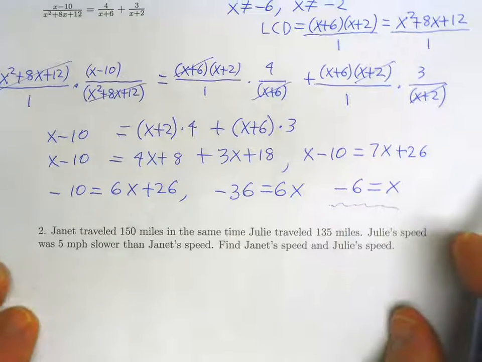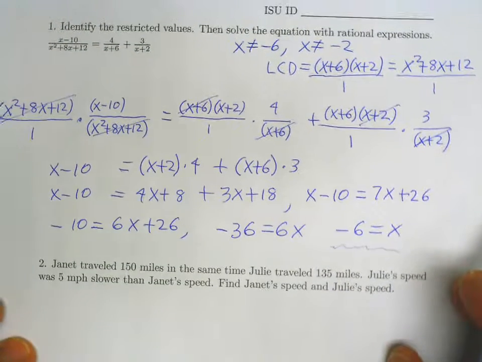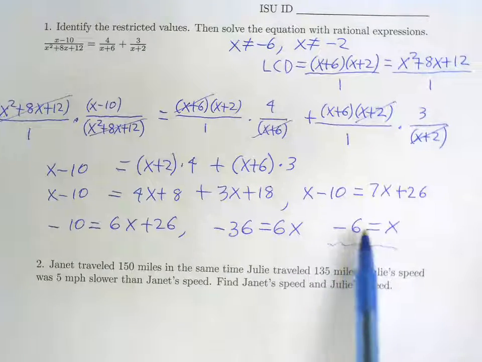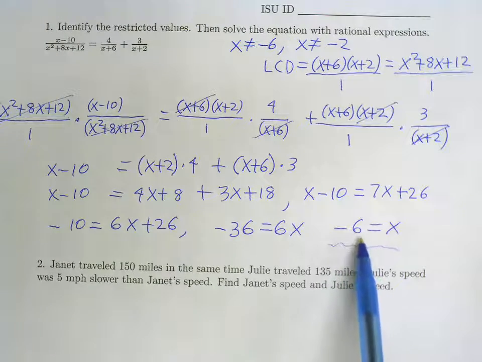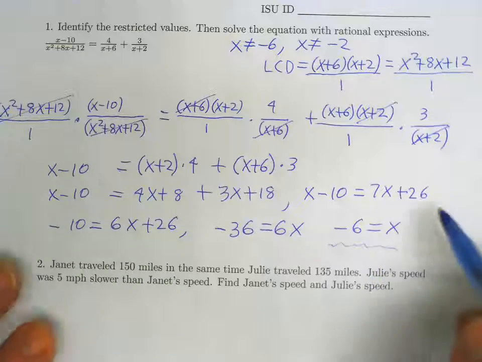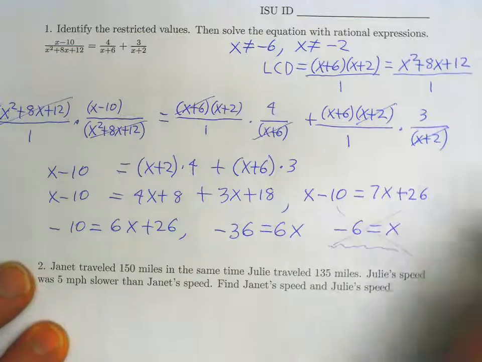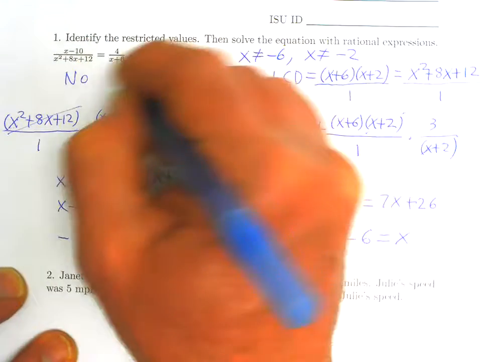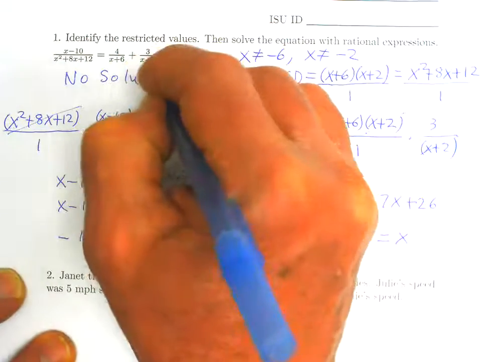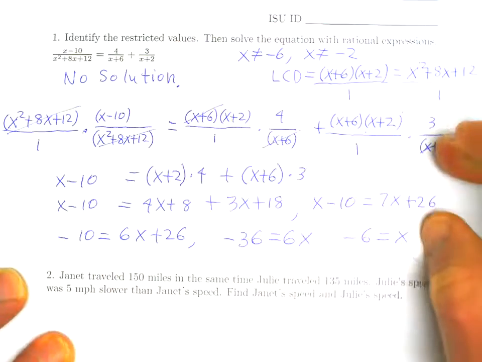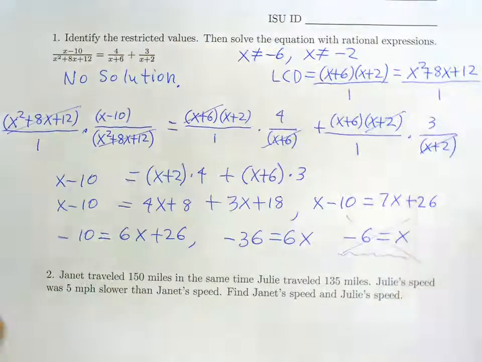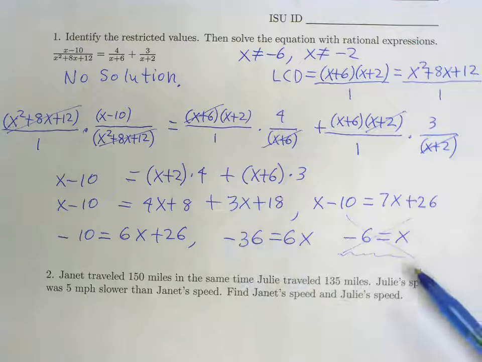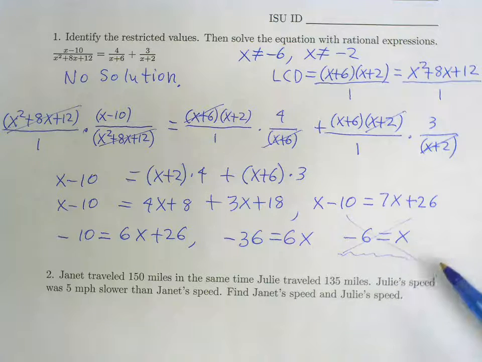Okay, but we have to remember what the restricted values are. One restricted value is negative 6, and our candidate for a solution is negative 6. So we have to say that this equation has no solution. Okay, all that work just to come up with no solution, but it's an important thing to know how to do in algebra.